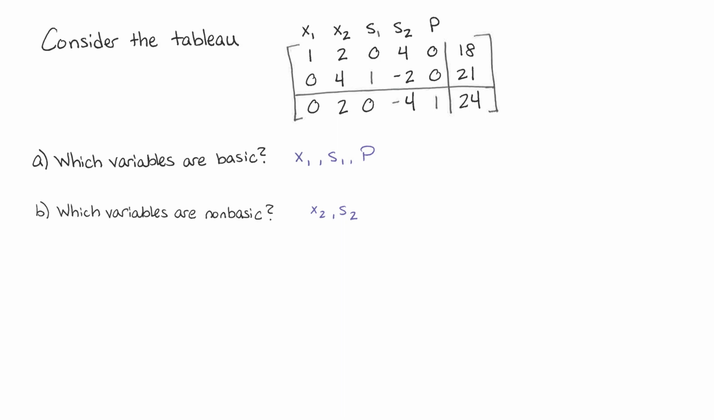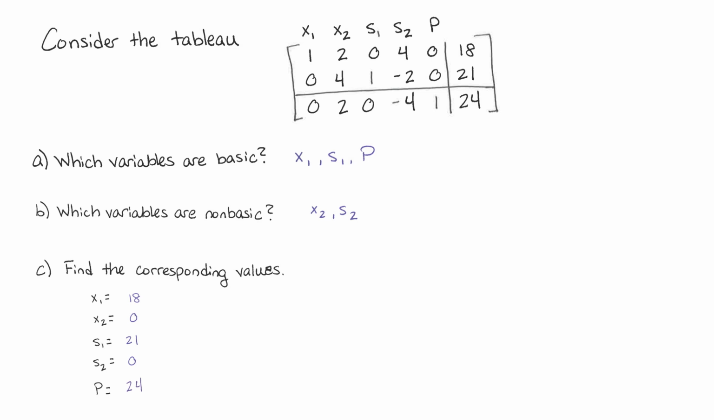Now it's important that we know how to interpret the values from our table. So for part C, we're going to find the corresponding values of all of the variables. So x1 we see has 1, 0, 0. So it represents row 1. And row 1 is equal to 18. So that's how we get that x1 is 18.